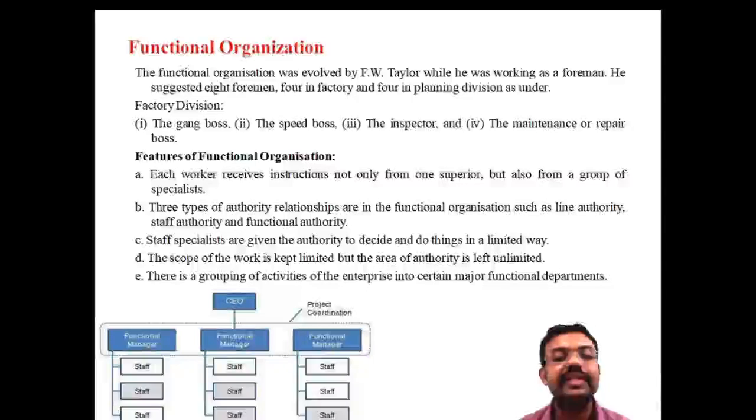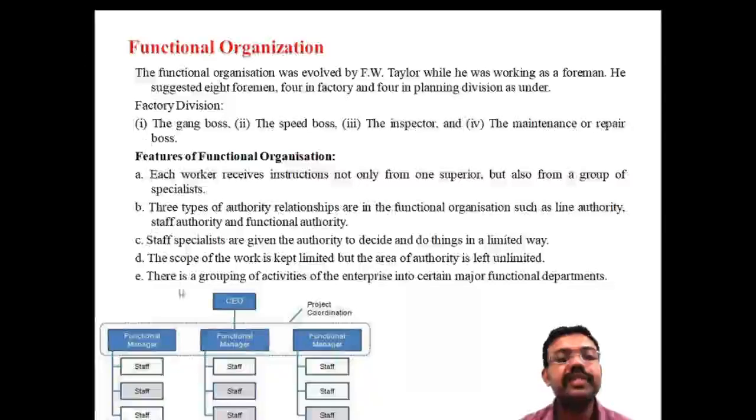The scope of the work is kept limited. The scope is limited, but the area of authority is left unlimited. There is ample scope of opportunities for the functional managers. That's the strength of the functional organization.